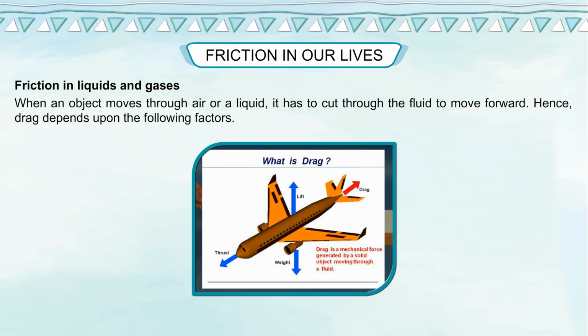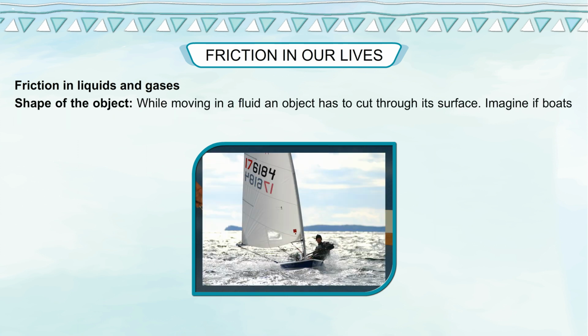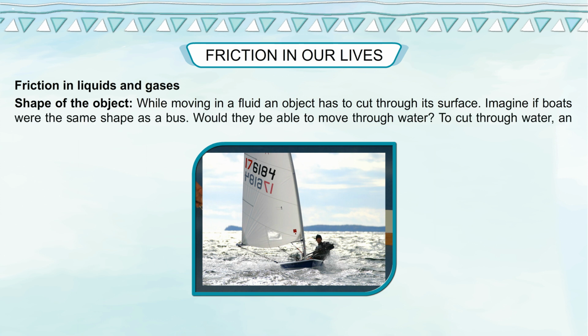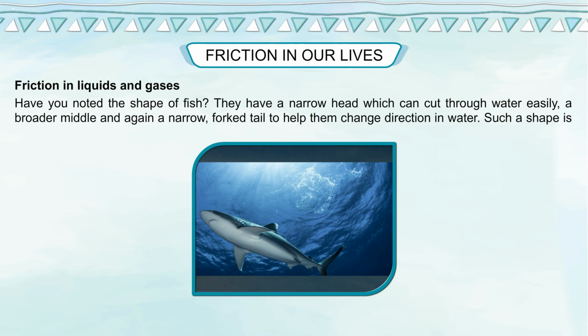Hence, drag depends upon the following factors. Shape of the object. While moving in a fluid, an object has to cut through its surface. Imagine if boats were the same shape as a bus, would they be able to move through water? To cut through water, an object must have a narrow head which can cut through water easily. Have you noted the shape of fish? They have a narrow head which can cut through water easily, a broader middle and again a narrow forked tail to help them change direction in water.